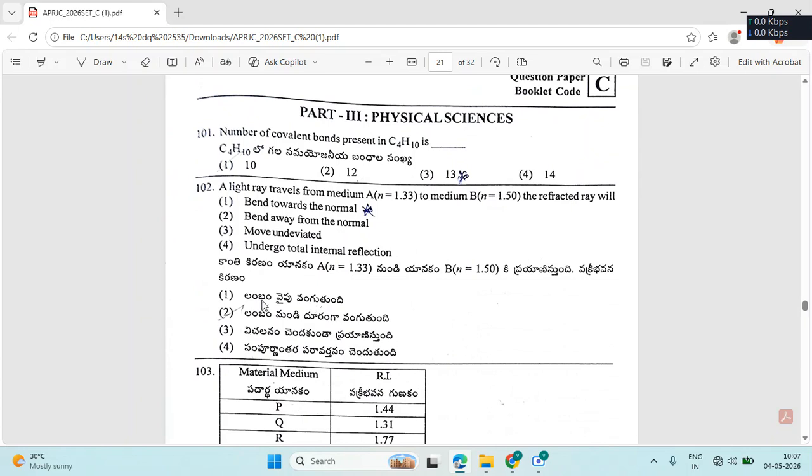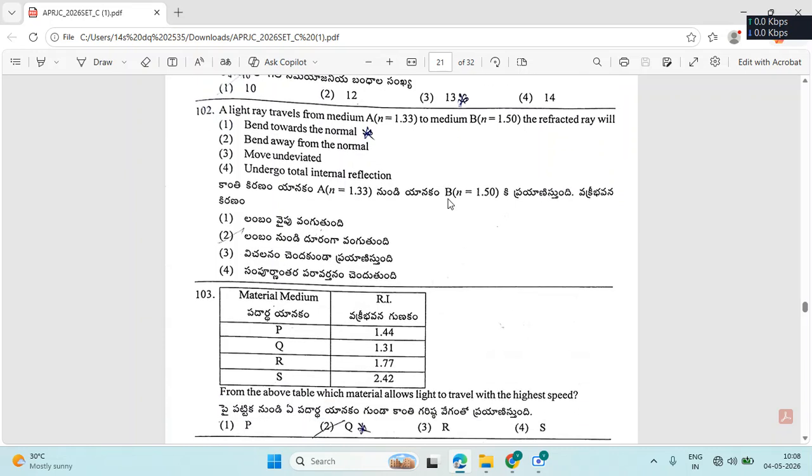Number of covalent bonds present in C4H10 is 10, 12, 13, 14. The correct option is 3, 13.